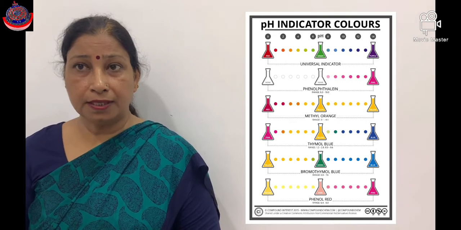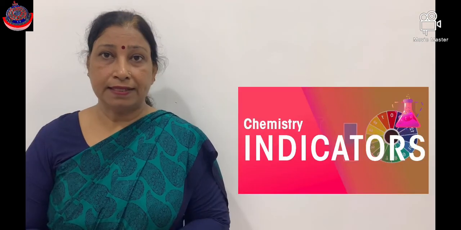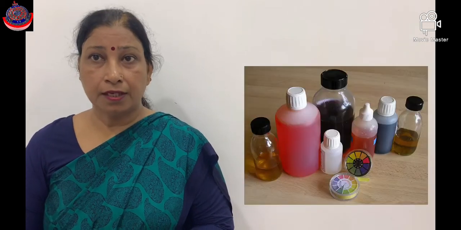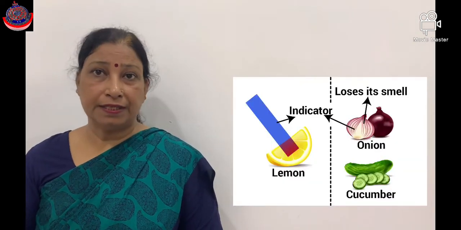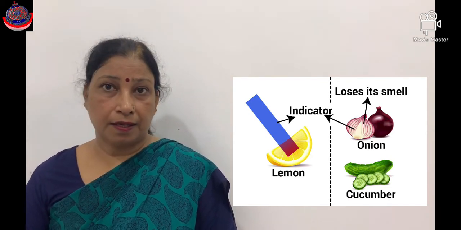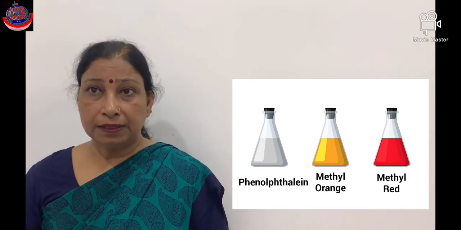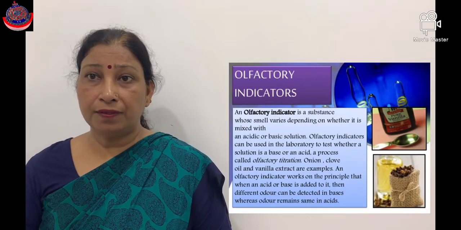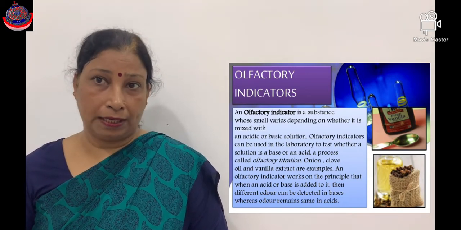Now, indicators. Indicators are the substances which change their color or smell in different types of substances. Friends, indicators can be classified into three groups. Number 1, natural indicators. Number 2, synthetic indicators. Number 3, olfactory indicators. Natural indicators are found in nature in plants, for example, litmus, turmeric. Synthetic indicators are chemical substances, for example, methyl orange, phenolphthalein. Olfactory indicators are substances which have different smell in acid and bases, for example, vanilla essence, clove oil.